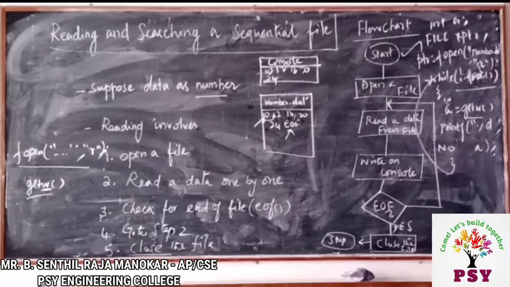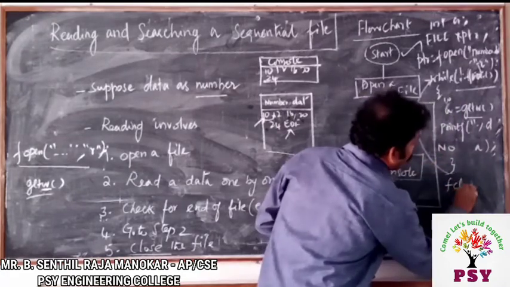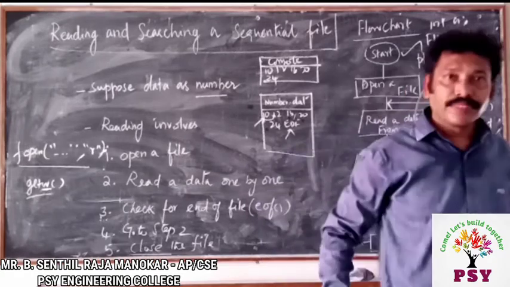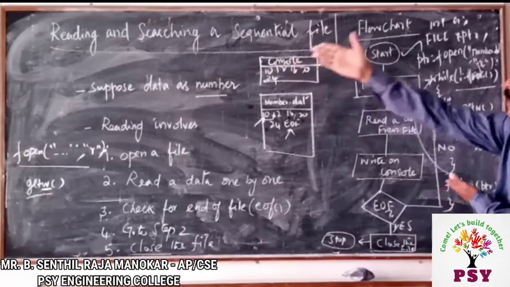Then come out. After that, what should we do? We have to close the file. For that file close, we use the pointer. Then close the program. This is nothing but the flow chart for reading a sequential file.